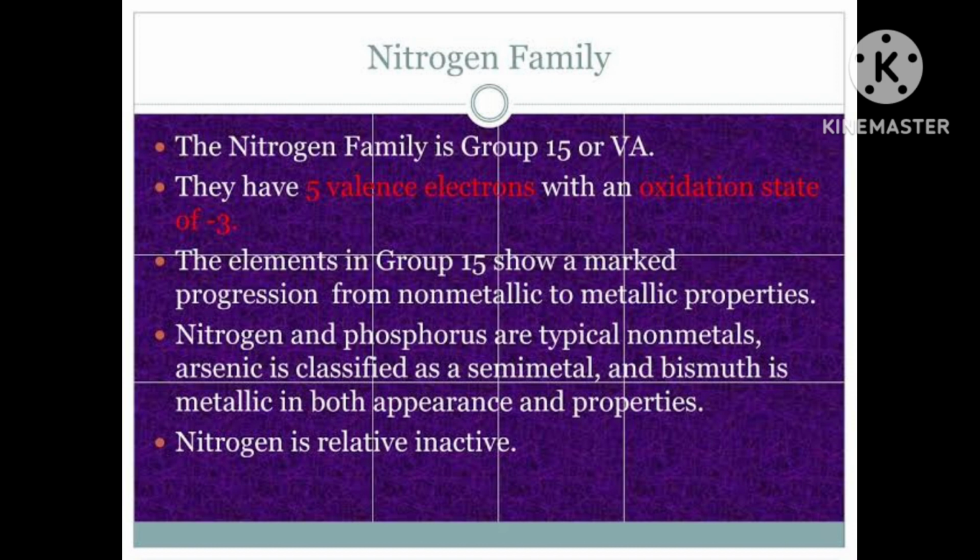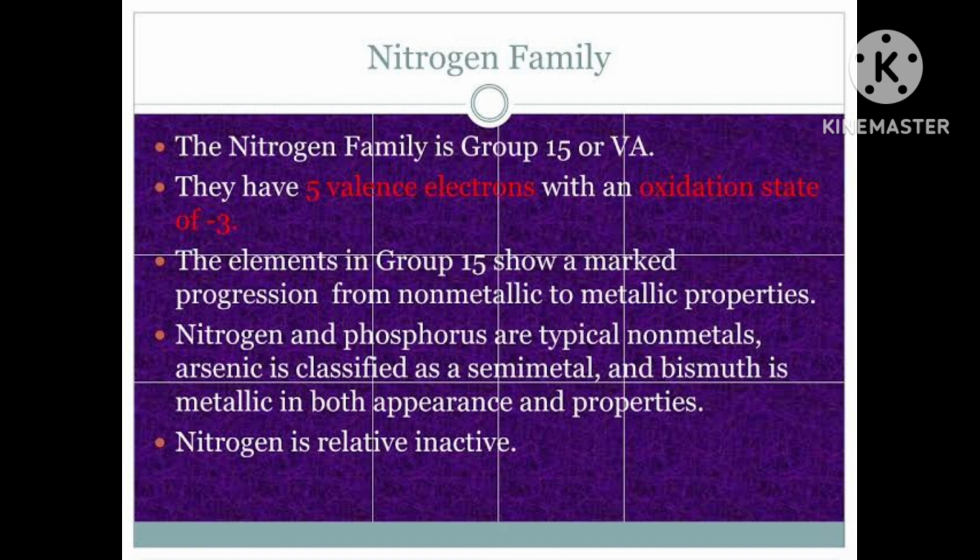Nitrogen has a unique ability to form pπ-pπ multiple bonds. This is an exception for nitrogen. Nitrogen has the unique ability to form pπ-pπ multiple bonds with itself and with other elements having a small size and high electronegativity, as for example, carbon and oxygen. Heavier elements of this group do not form pπ-pπ bonds.